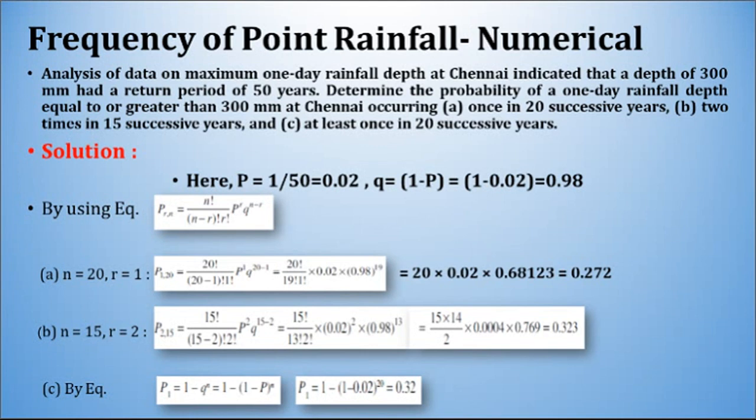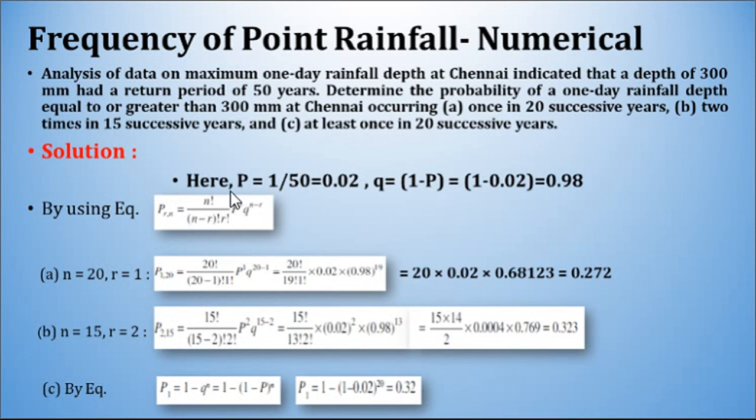at Chennai occurring, first case, once in 20 successive years. So once means what? r is equal to 1, n is equal to 20. Second, 2 times in 15 successive years. 2 times means what? r is equal to 2 and n is equal to 15. And lastly, at least once in 20 successive years. So here n is equal to 20, r is equal to 1.